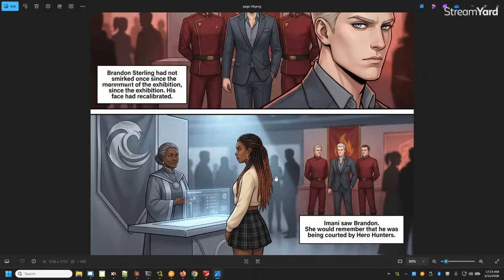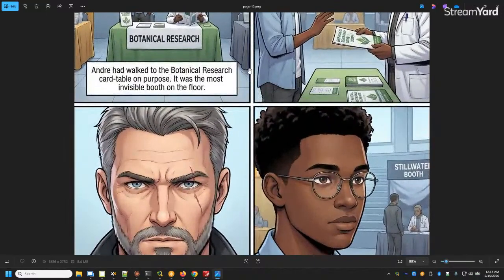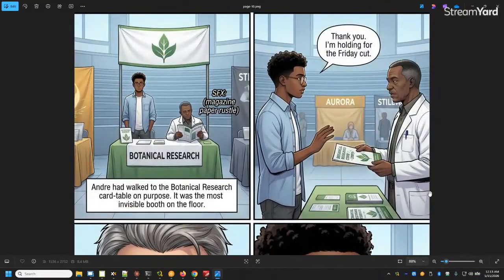Imani saw Brandon. She would remember that he was being courted by hero hunters. All right, so that may be the military branch of all the guilds. Andre had walked to the botanical research card table on purpose. It was the most invisible booth on the floor because who cares about plants?